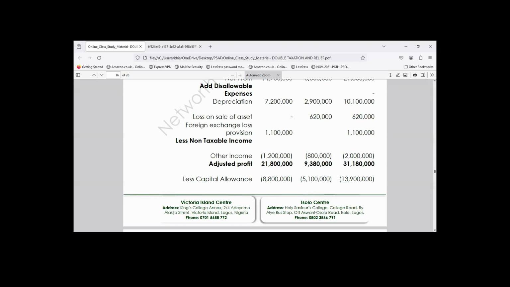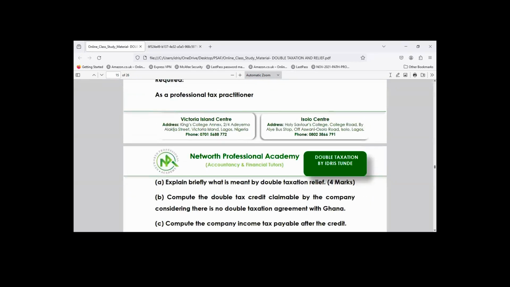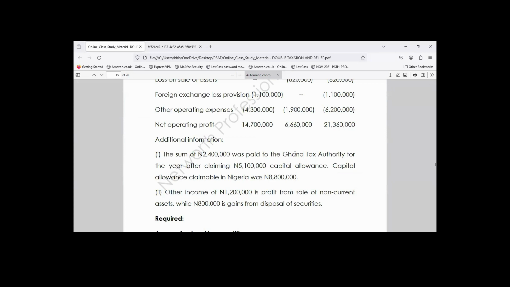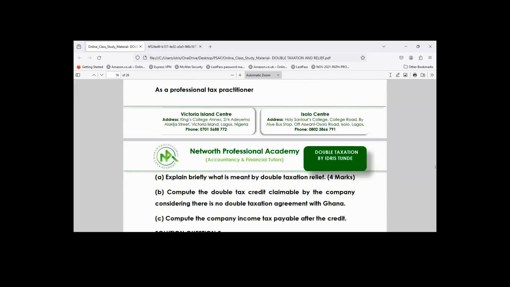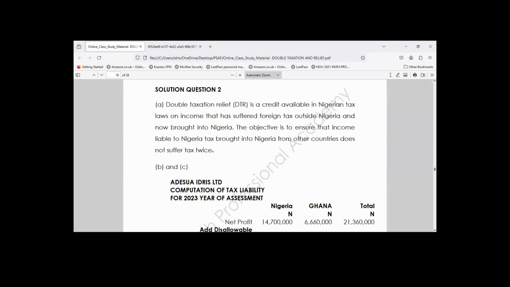If there is an agreement, they will give us the rate of double taxation that we are going to use. But if there is no agreement, we are going to compute Commonwealth rates. In this question, there is no agreement. They even stated that considering that there is no double taxation agreement with Ghana, Nigeria doesn't have double taxation agreement with Ghana.